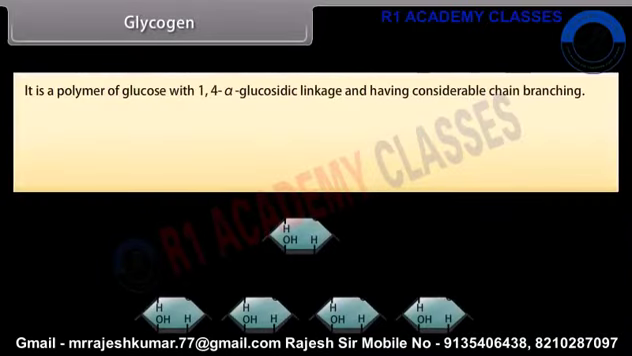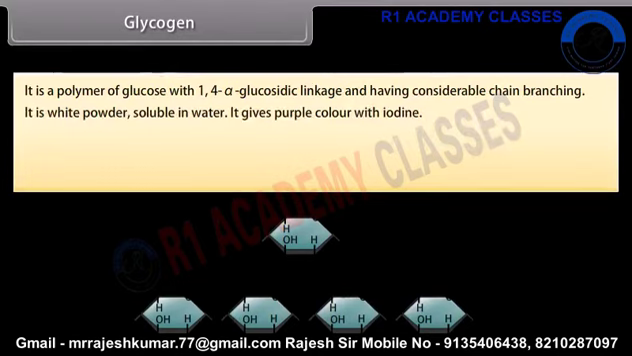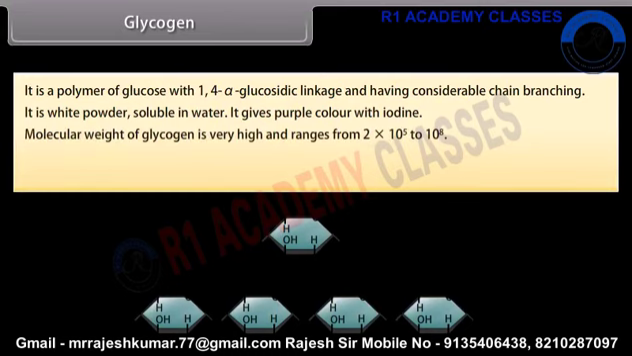It is a polymer of glucose with 1,4-alpha-glucosidic linkage and having considerable chain branching. It is a white powder, soluble in water. It gives a purple color with iodine. Molecular weight of glycogen is very high and ranges from 2 times 10 to the power 5 to 10 to the power 8.